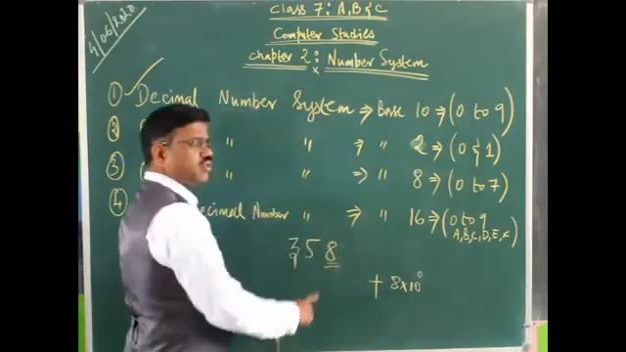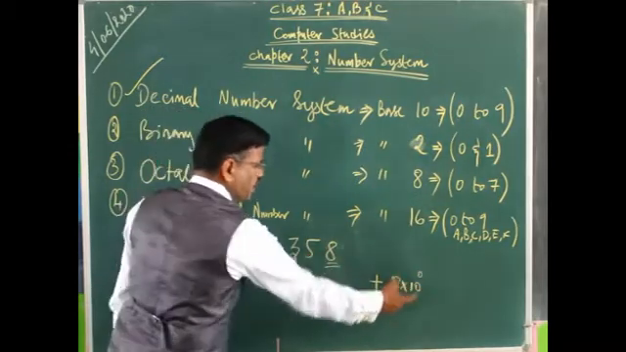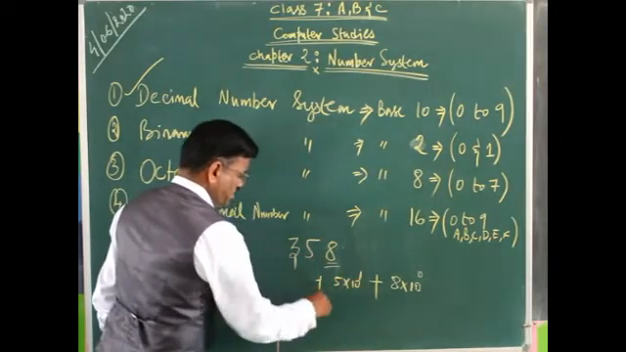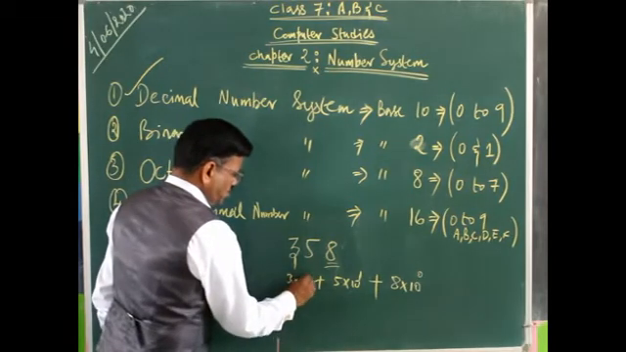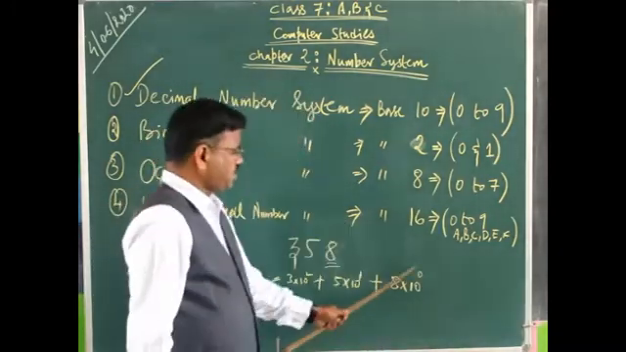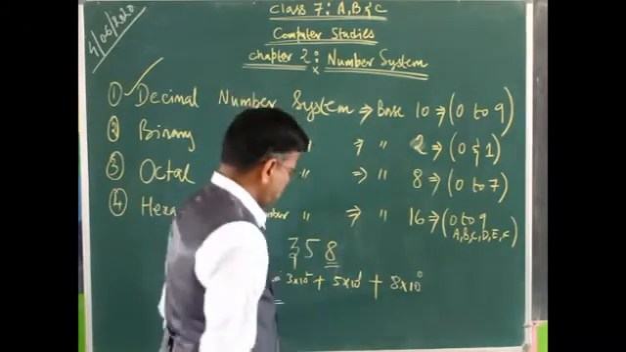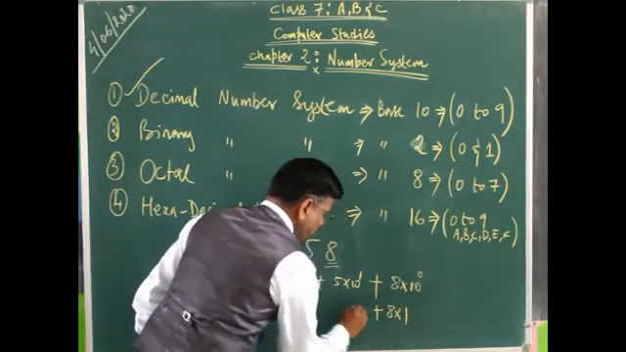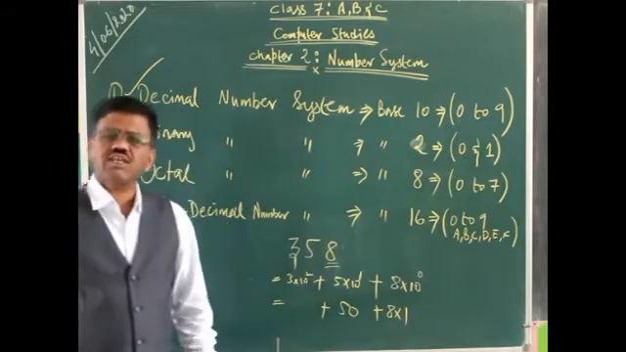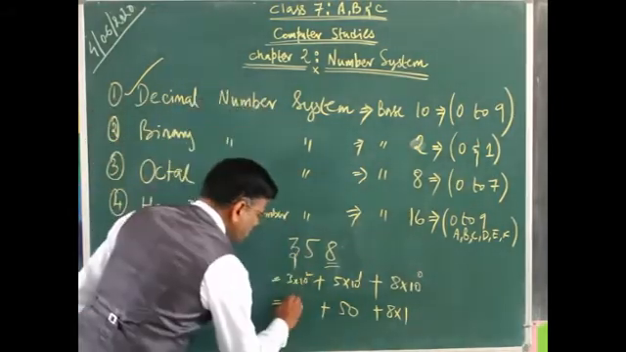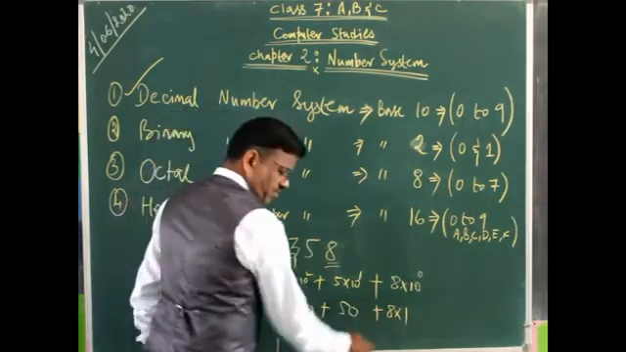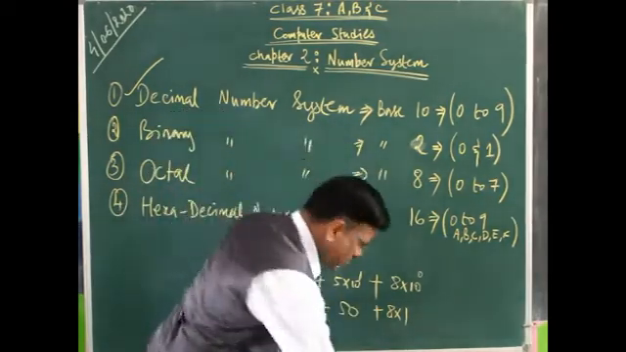Here, the teacher must have taught ones, tens, hundreds. How do you get that 1? 10 to the power of 0. How do you get 10? 5 into 10 to the power of 1. Then 3 into 10 to the power of 2. Do you understand? Any number raised to the power of 0 is 1. 8 into 1. 10 to the power of 1 is 10. 5 tens are 50. 10 to the power of 2 is 10 into 10, which is 100. 100 into 3 is 300. 300 plus 50 is 350. 350 plus 8 is 358. Do you understand, boys and girls?